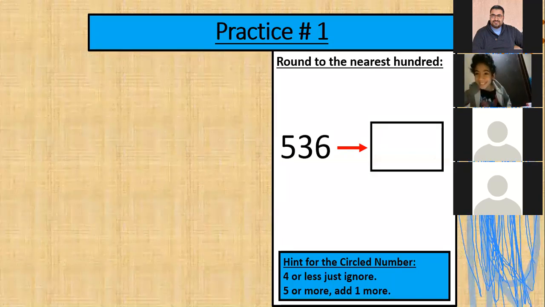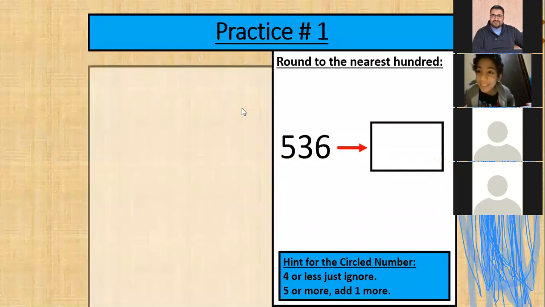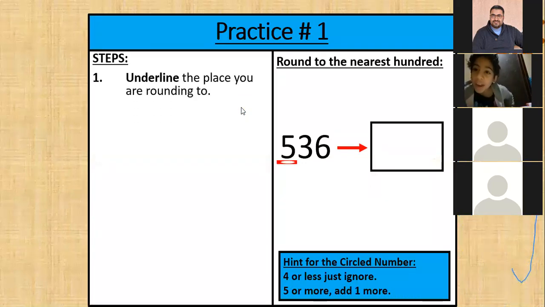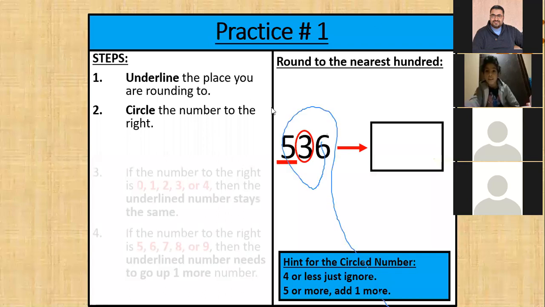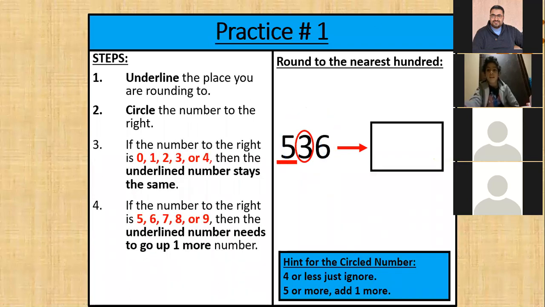Under 5. We will put a line under 5. Okay. Step 2? Circle 3. We will circle 3. Okay. And check 3. 3, what do you think? 3 is rich number or poor number?